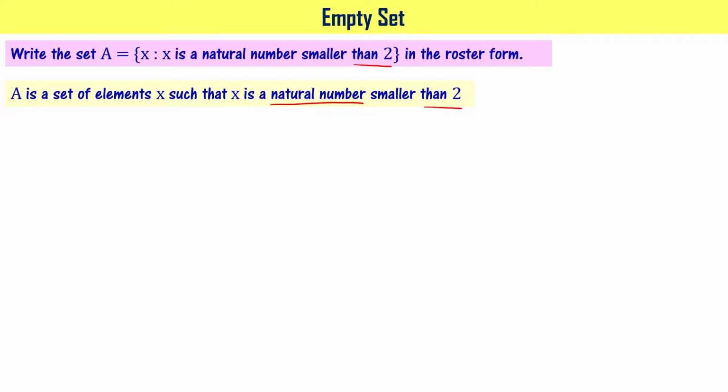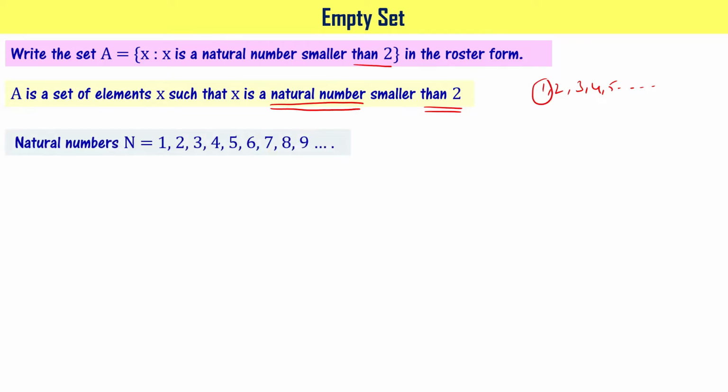What are the natural numbers? 1, 2, 3, 4, 5 and so on, right? These are natural numbers. But this particular set has elements that are natural numbers and at the same time smaller than 2, meaning it is going to have only 1 as the element, right? Natural numbers are 1, 2, 3, 4, 5 and so on. And this particular set A is going to have only one element, that is x equal to 1.